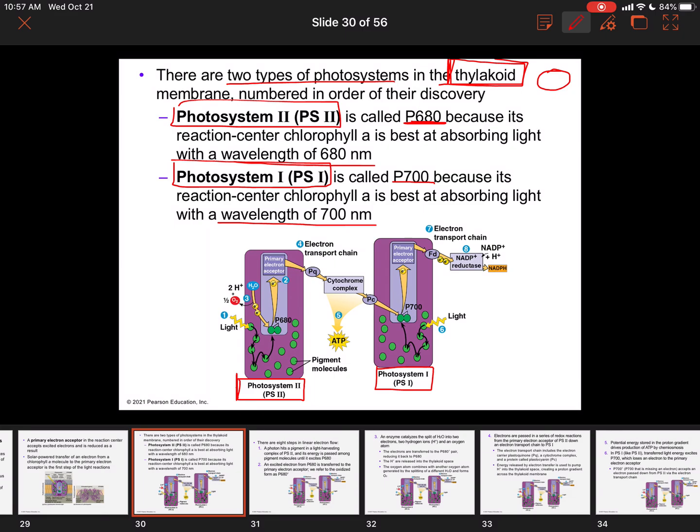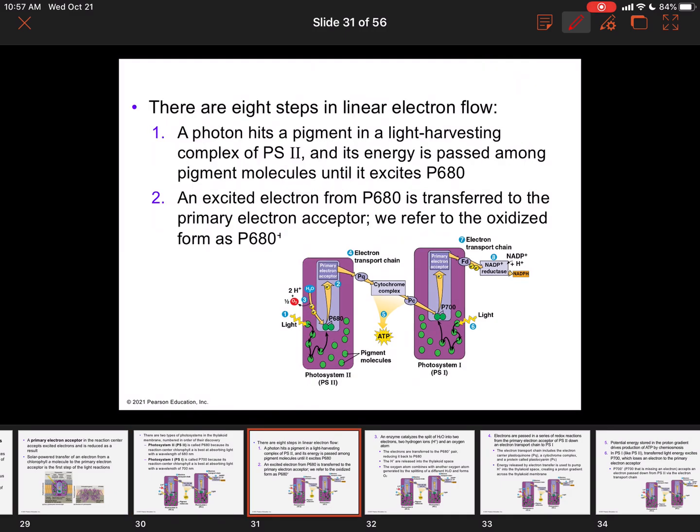Okay, so that's the simplified version. We're going to go through what's really happening here, and there's 8 steps, okay? And so those 8 steps, we're going to break it down. Number 1, so here's number 1.